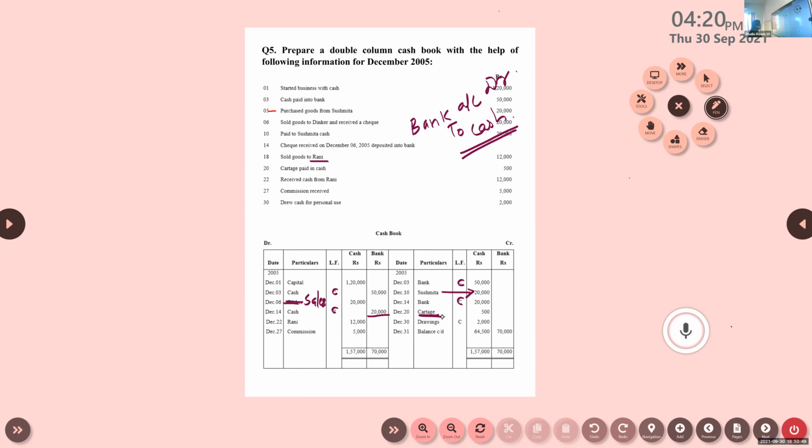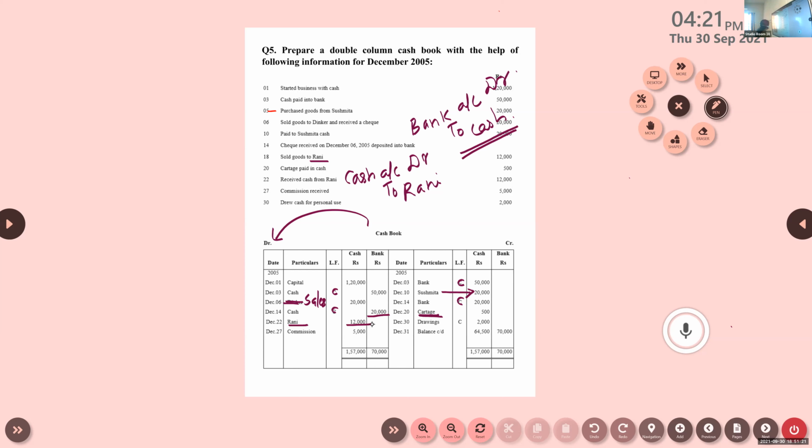Then received cash from Rani. On the 22nd, cash is received from Rani. So cash is received. Cash account debit to Rani. Okay, cash account debit to Rani. The cash account is debited, so come to the debit side and write by Rani, amount 12,000.